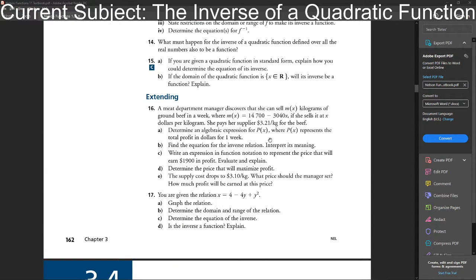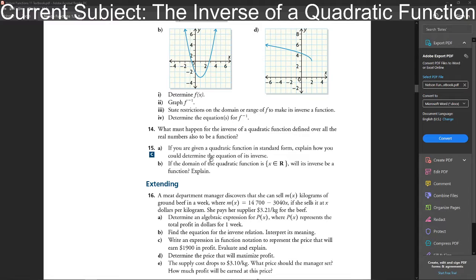Oh, the extending questions are always killer though, but usually probably the ones that actually force you to think about this stuff harder than you normally would. What must happen for the inverse of a quadratic function defined over all of the real numbers also to be a function? I'm reading this, but I'm not thinking about it. What must happen to the inverse of a quadratic function defined over all of the real numbers also to be a function?